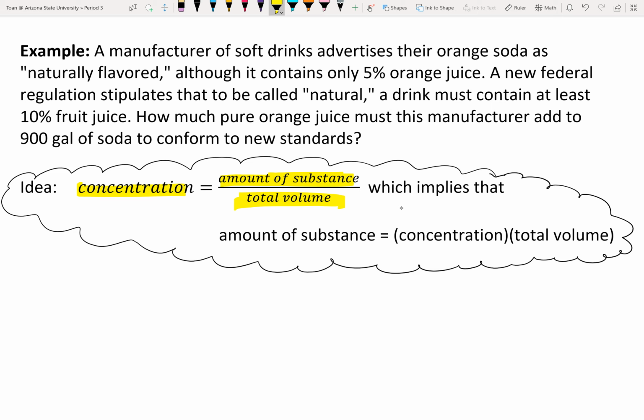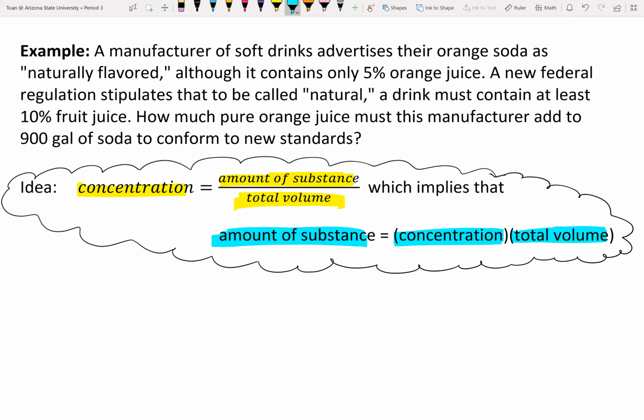The concentration of anything is the amount of stuff you have divided by the total stuff you have. And of course, you can manipulate this equation, get rid of the fraction, multiply both sides by total volume to get the amount of stuff you have is the concentration times the volume. And that makes sense. If I have salt water and 20% of it is salt, if I have 10 gallons, doesn't it make sense that 20% of that 10 gallons is salt? So that's all that the blue equation says. But the idea of concentration is what you have, divided by the total.